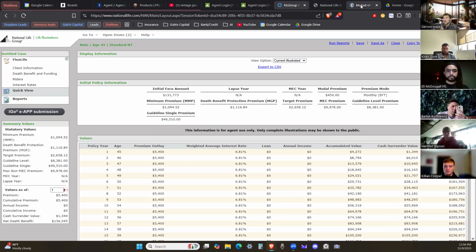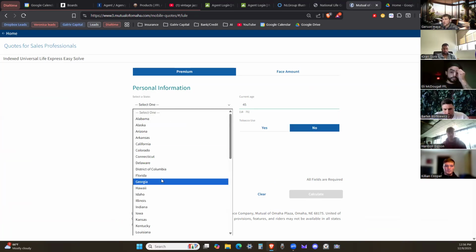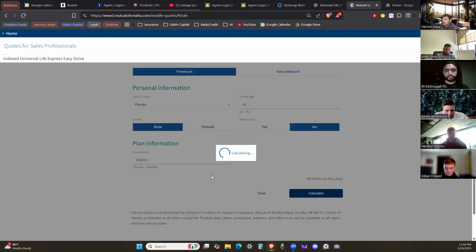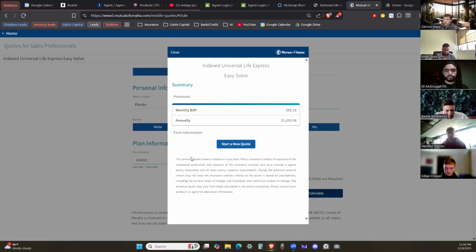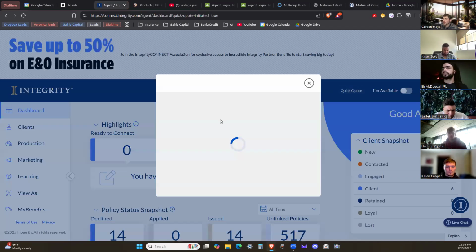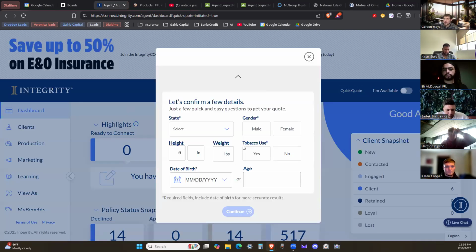So a mutual model, for example, a great easy solve IUL. Let's say the guy's 45, wherever we're at doesn't matter. Let's do a $100,000 death benefit here. We get an instant decision typically with these as well. Actually, I'll show you on here, it's a bit easier. Let's do a quick quote and show everybody how this works. If you haven't used this, you need to be using this like today. It's free and you can easily get to it.